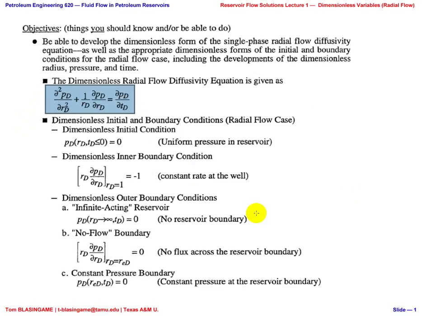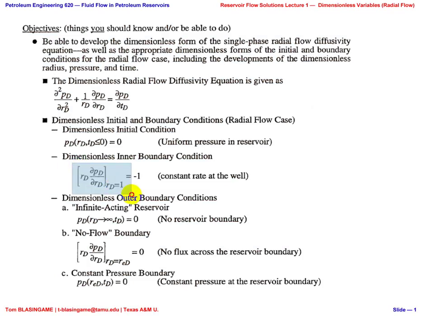dimensional radial flow diffusivity equation into dimensionless forms. We're going to initially assume that there's a common uniform initial pressure in the reservoir. So that means that the pressure at all points in the reservoir at time 0 or less than 0 is equal to the initial pressure. The inner boundary condition is given by a constant wellbore rate.